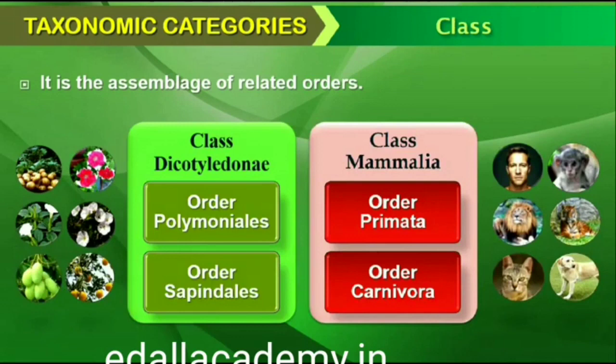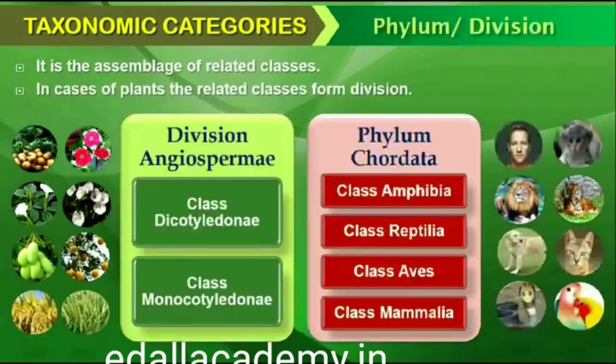1.3.5 Class. This category includes related orders. For example, order Primata comprising monkey, gorilla and gibbon is placed in class Mammalia along with order Carnivora that includes animals like tiger, cat and dog. Class Mammalia has other orders also.